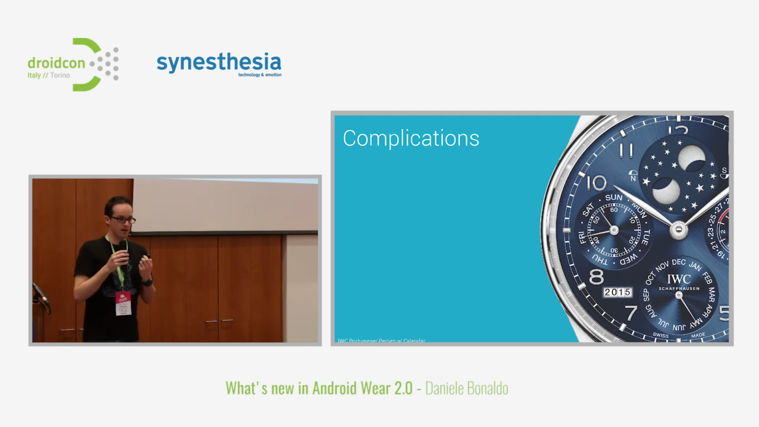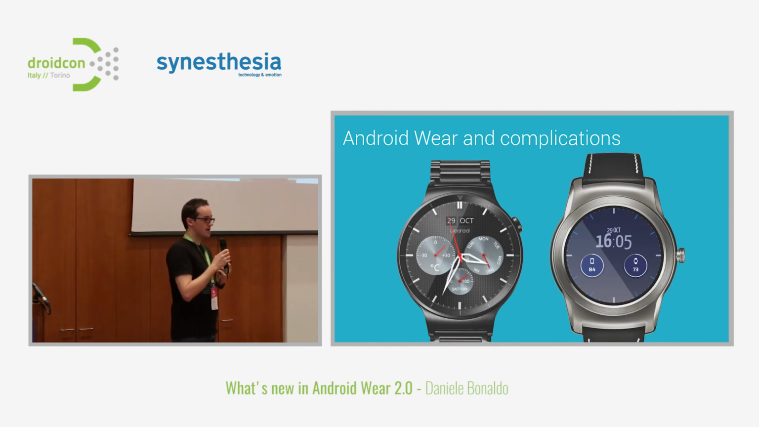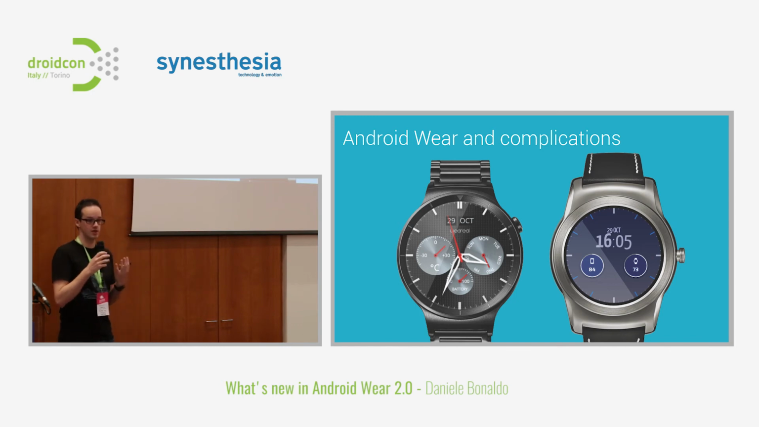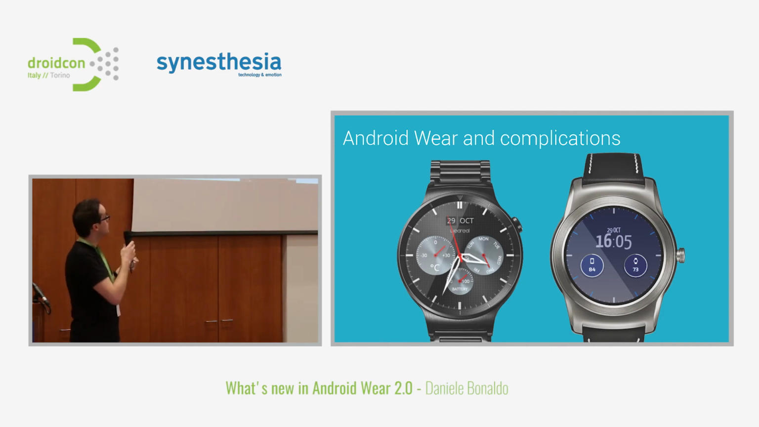Complication is not a new word, but also complications are not new to the Android Wear world. In Android Wear 1, there were, and there are, thousands of watch faces that already display additional information, so using the so-called complications. In this case, for example, we have 2 examples of watch faces. One is showing, for example, the battery level, and the other one as well. This one is also showing the temperature and a calendar.